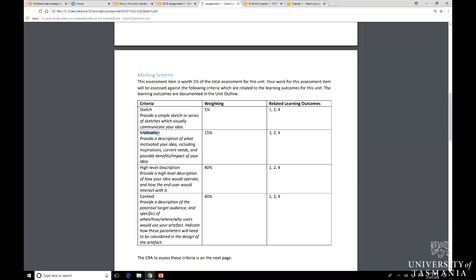Just to point out, this is motivation in terms of not how do we motivate people to get active. It's more, what's your motivation for coming up with this idea? And it does say it: provide a description of what motivated your idea. What was your inspiration, for example, or what's the problem you're trying to solve? It can be relatively broad to get a pass, to say people don't do enough exercise, people sit down all the time in their workplace.